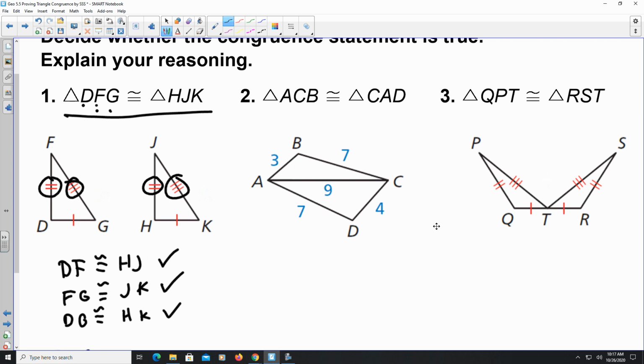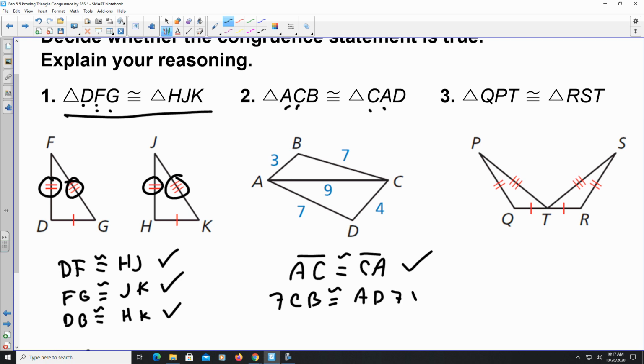If we look at the second one, we have first and second, AC. AC needs to be congruent with CA, which is also AC because of the reflexive property. So that checks off. They're both 9. Next is CB. I want to see if that is congruent to AD. CB is 7, AD is also 7. So that checks off.